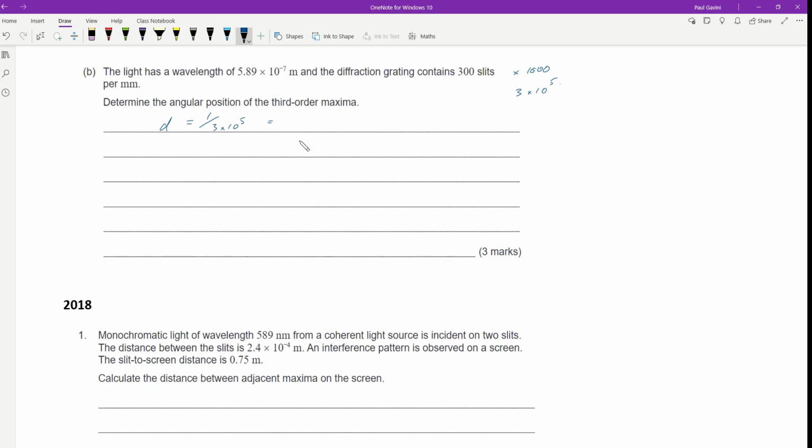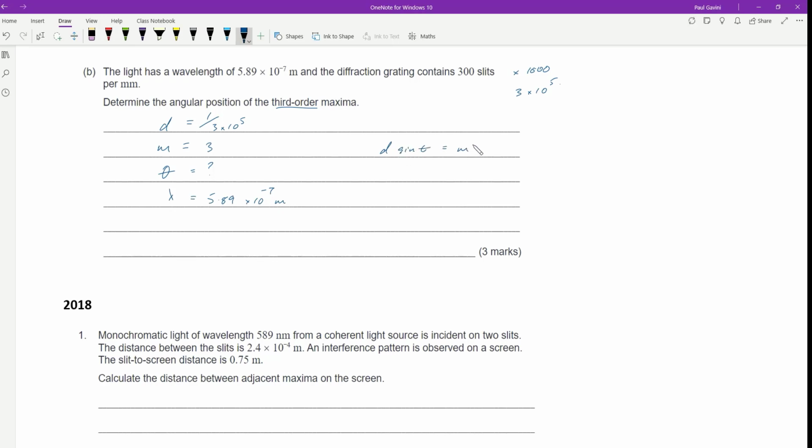I'll just leave that there for now. The third order maxima, so m is going to be equal to 3. Theta we don't know, and the wavelength we do know, so that's 5.89 times 10 to the power minus 7 meters. So let's go to our equation, our tool to solve this.